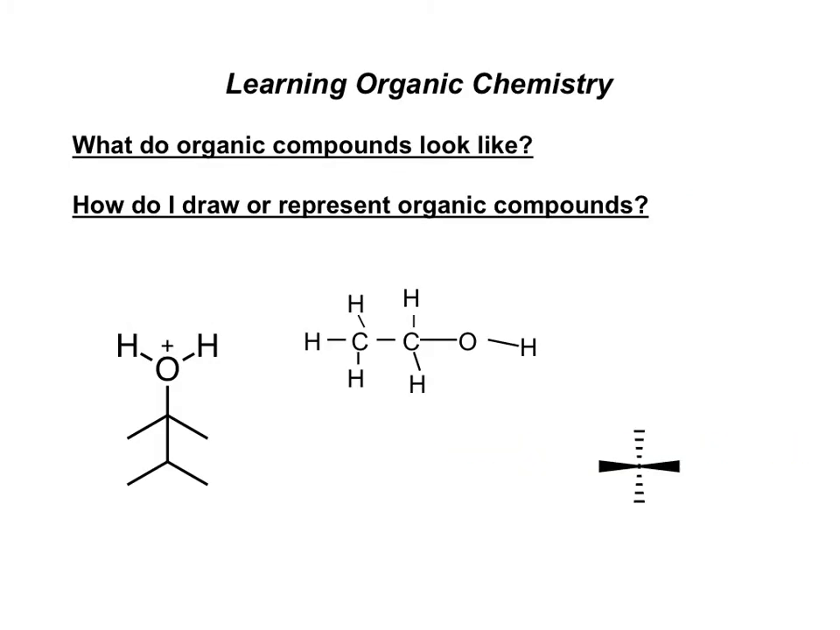So here are 3 ways to represent organic compounds. This one is a Lewis structure. I'll put in the lone pairs on the oxygen. This is a skeletal structure, a shortcut for a Lewis structure, and then this shows the wedges and dashes, which represents the shape at the tetrahedral carbon.